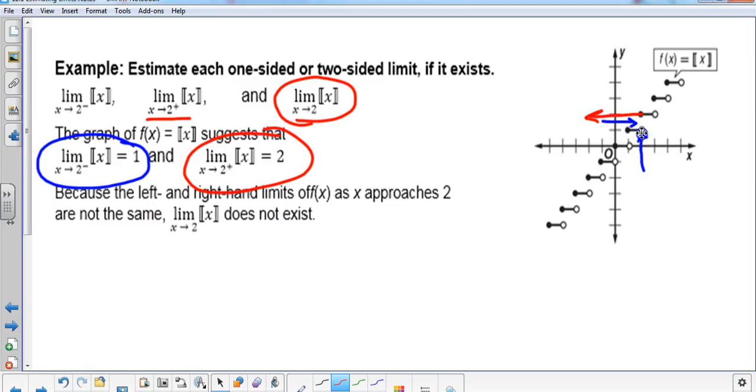If from the left it was 1 and the right it was 2, does it actually exist at 2? No, because it's approaching 2 different values. As x approaches 2, they're not the same, therefore the limit at 2 does not exist. This is hard because you've got to pay attention to this little tiny negative here, this little tiny positive here, and the fact that there isn't one here at all.